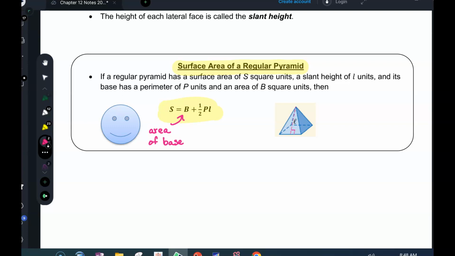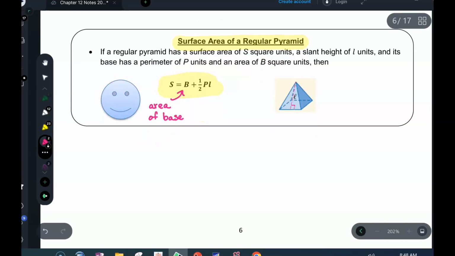Why do you think it's 1/2 perimeter times slant height? What is that doing? It's a triangle, so it's taking all of the triangles. If we went all the way around, that would be the perimeter. So can you just divide it by 2? Yeah, you could do that too.